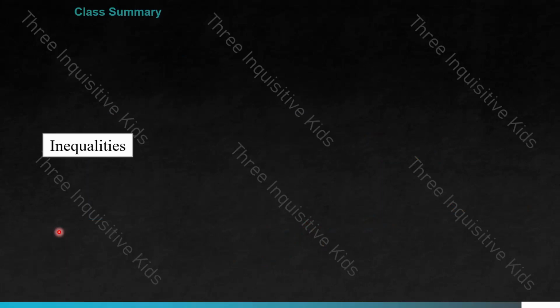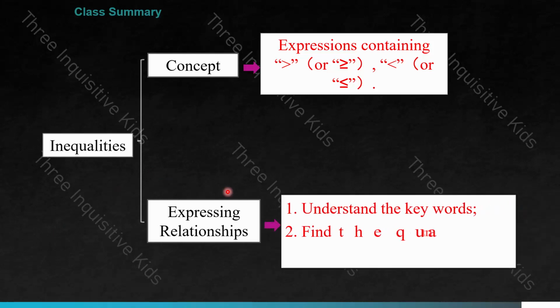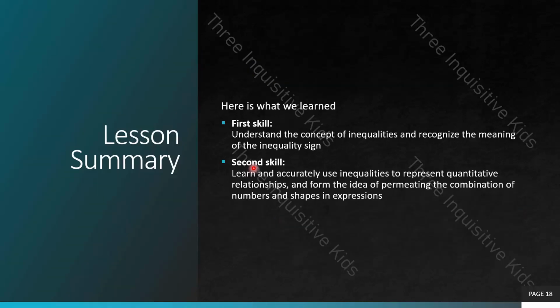Class summary. Today we had our introduction to inequalities, where we learned about its concept, which was expressions containing greater than or less than symbols, and expressing relationships between quantities. First, we have to understand the key words, then find the quantities, and then finally we write the inequality. Again, these are our two learning skills of today. We understood the concept of inequalities and recognized the meaning of the inequality sign. We also learned and were accurately able to use inequalities to represent quantitative relationships and form the idea of permitting the combination of numbers and shapes in expressions.